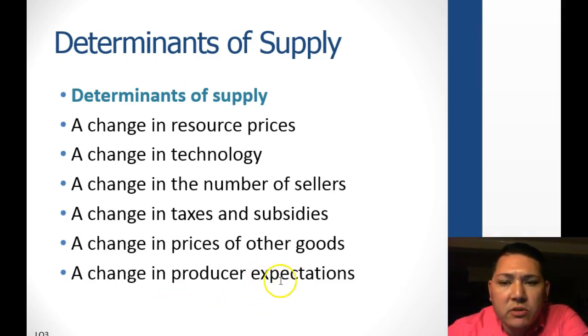There's also a change in producer expectations. If I'm expecting demand to be higher in the future, I'll cut back on my current supply, stock up, and decrease the supply available to everybody. Then when prices go up, I'll increase my supply to capitalize on the market change.